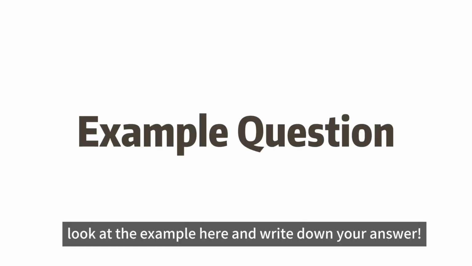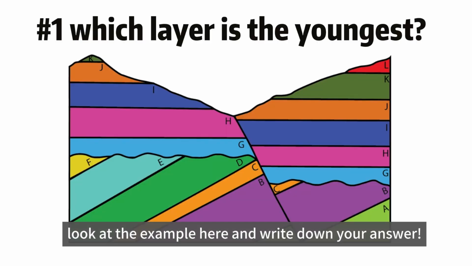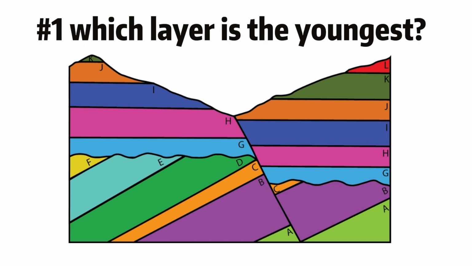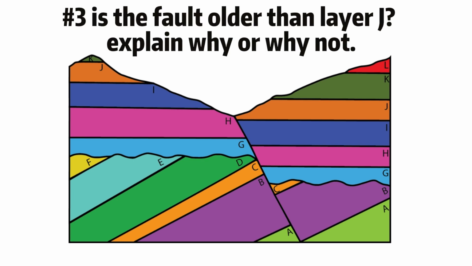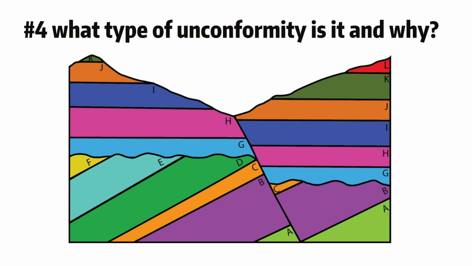Now look at the example here and write down your answer. First, which layer is the youngest? Second, which is the oldest? Third, is the fault older than layer J? Explain why or why not. The fourth, what type of unconformity is it and why?